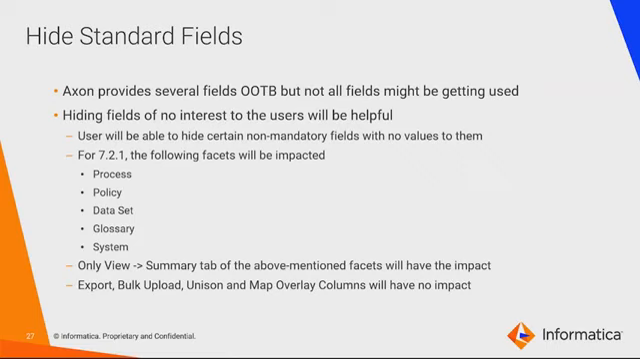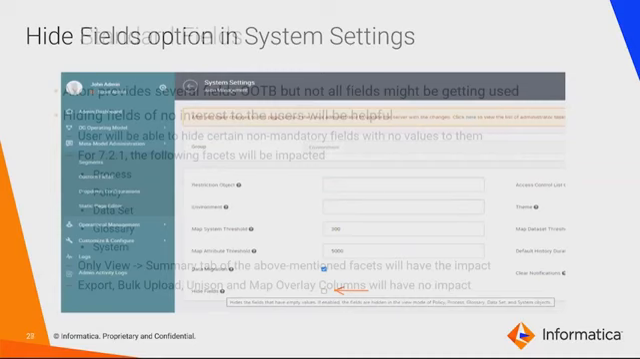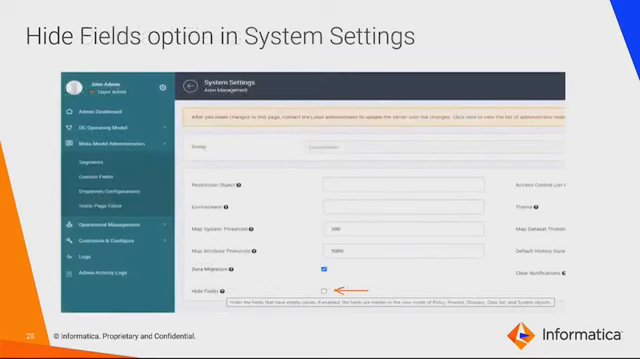This is effective for five of the facets, that is process, policy, data set, glossary, and system. And this is only applicable to the summary tab of the view. It is not applicable to the other tabs like relationships, the impact tab, or any other tabs. It is only at the summary tab. And when you're doing a bulk upload, migrate, or export in the maps, this is not going to be impacted. It is only for viewing purposes. We are going to hide those fields which do not have any input values.